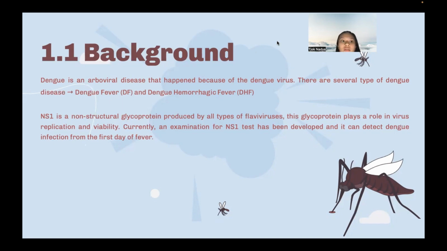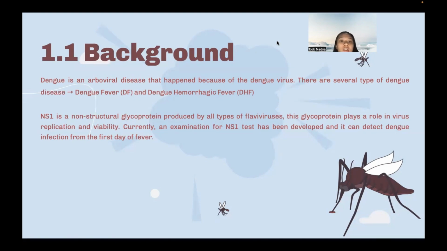I will explain to you about the background of our student project. Dengue is an arboviral disease caused by the dengue virus, and there are several types of dengue disease, from the moderate type, which is dengue fever, and the fatal or severe type, which is dengue hemorrhagic fever or DHF.